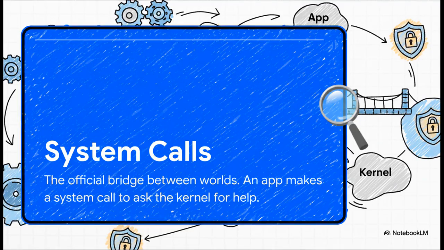So what happens if an app needs something from the powerful manager upstairs, like wanting to use the keyboard? Well, it can't go up there itself. Instead, it has to make a very formal, polite request called a system call.